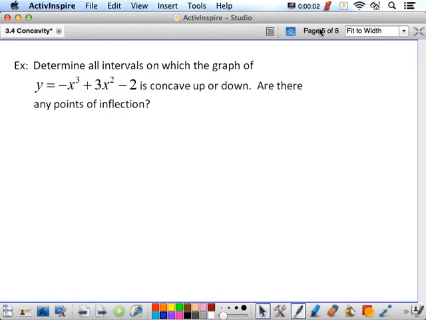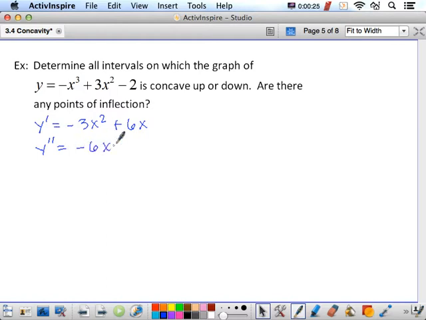For this example, we're going to use y equals negative x cubed plus 3x squared minus 2. We're going to figure out where it's concave up and down and see if there are any points of inflection. So if we take the first derivative, we get y prime equals negative 3x squared plus 6x. If I take the second derivative, because that's what will tell me about concavity, I get negative 6x plus what?